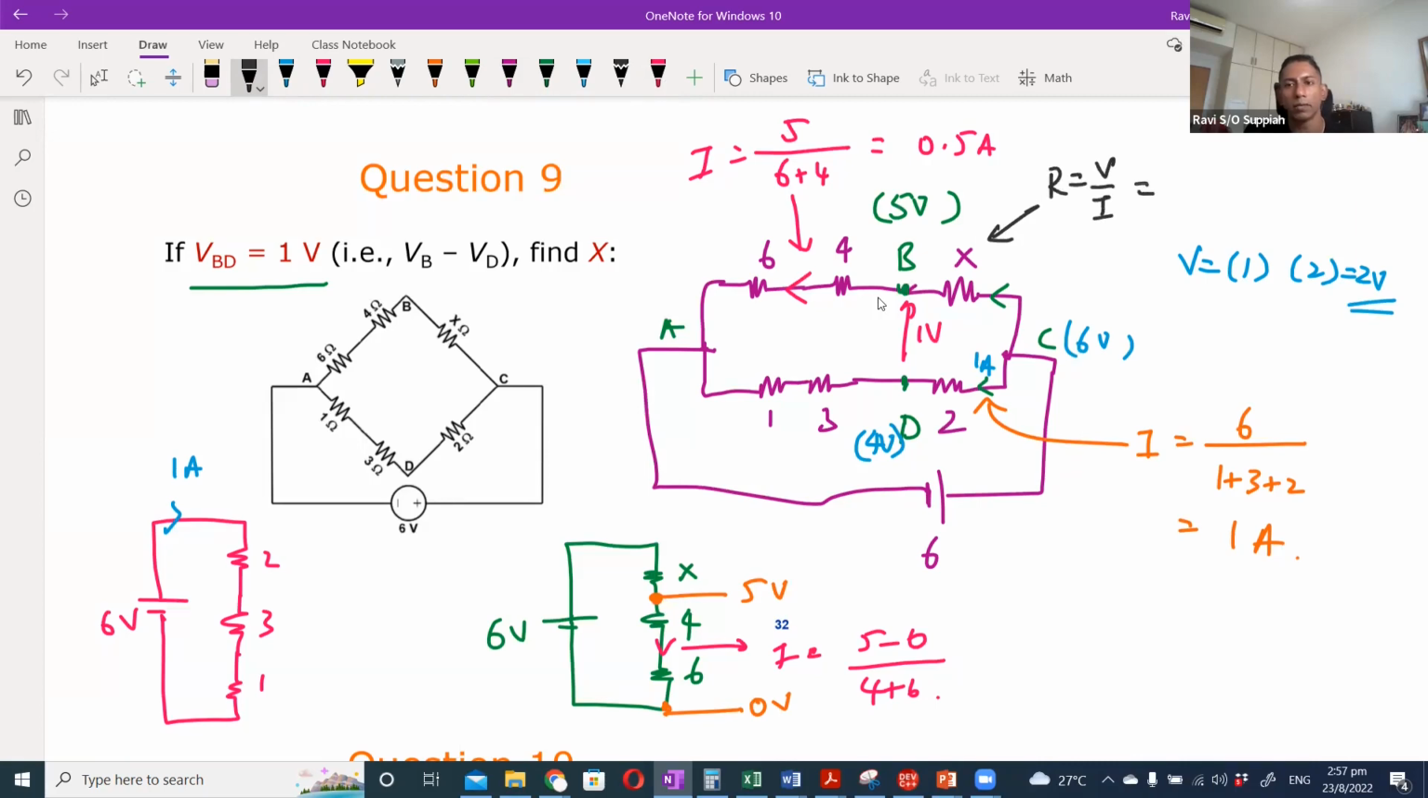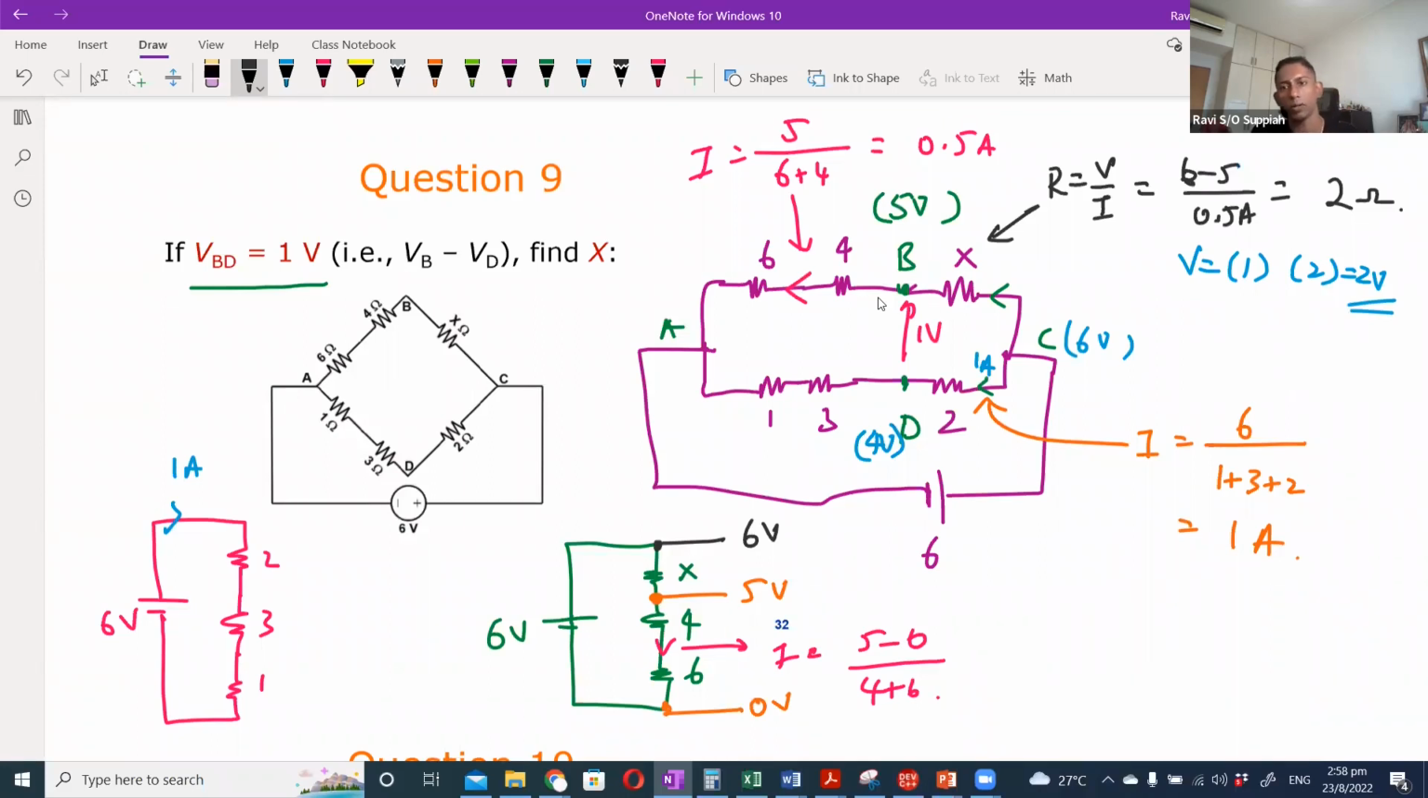So what's the voltage difference? The voltage difference here is, this is 6 volt at the top, at the other end is 5. So it will be 6 minus 5. And what is the current? 0.5 ampere, which will give me 2 ohm. So that is how you go about solving this.